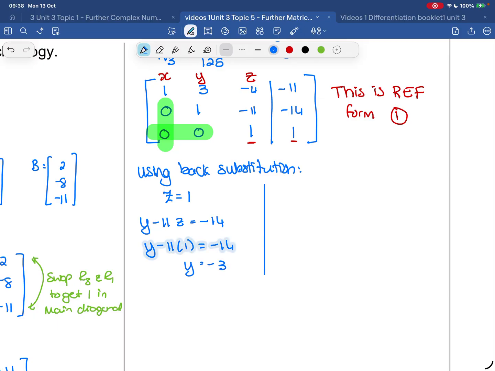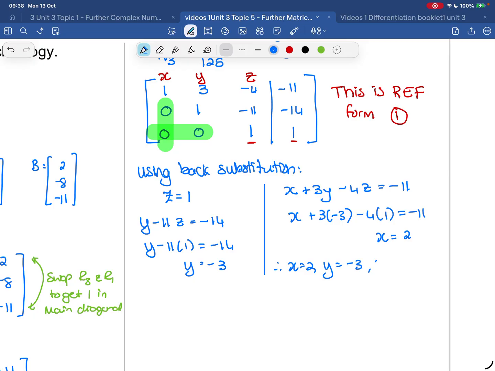Okay, so now I can look at row 1 that says x plus 3y minus 4z has to equal negative 11. Well, I know that y is negative 3 and z is 1, so x plus 3 times negative 3 minus 4 times 1 has to equal negative 11. And so when I work through that, x is equal to 2. So therefore, x is 2, y is negative 3, and z is equal to 1.